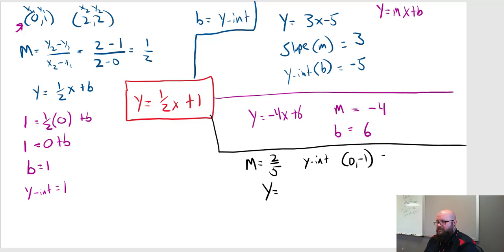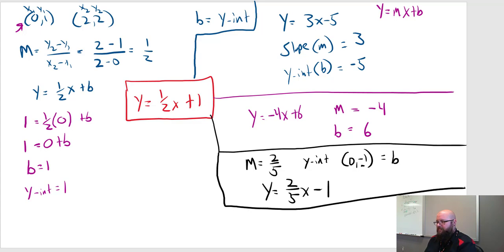So this is our b value, and that is our m. So we know mx is 2/5 x, and then plus b. Well, we have a -1 for our y-intercept value, so it's a -1. Let's do one more of these.